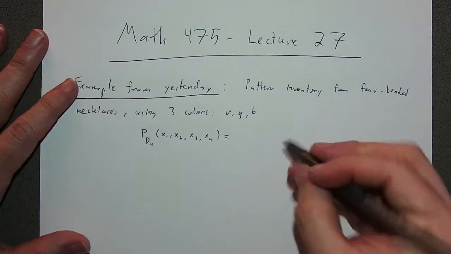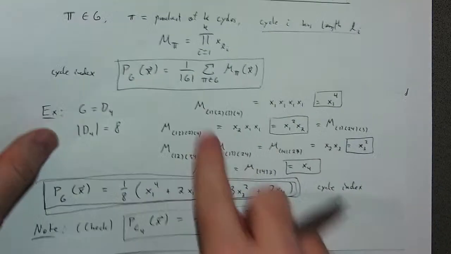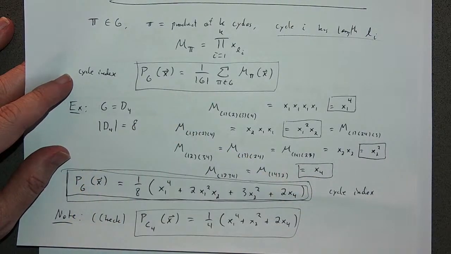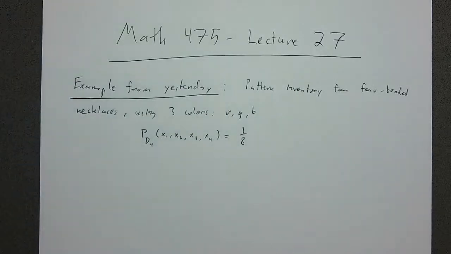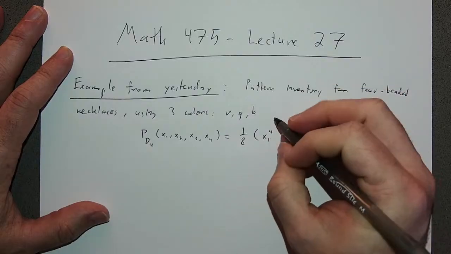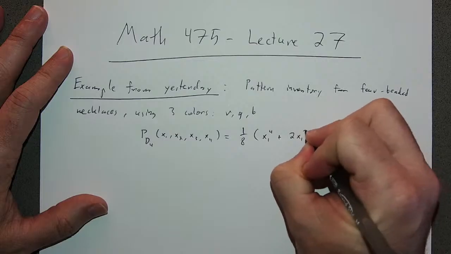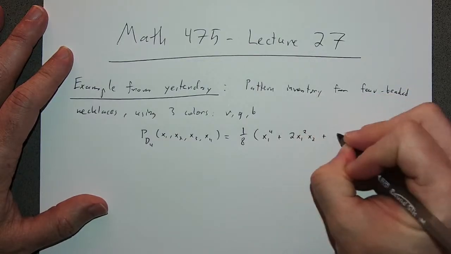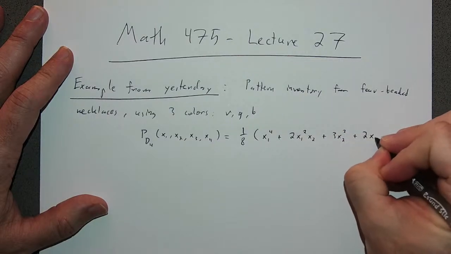So this is 1/8, that 8 coming from, of course, the fact that the size of the dihedral group on 4 vertices is 8. So it's 1 over the size of the group, 1 over 8 in this case, times this polynomial that we found: x sub 1 to the 4th plus 2 times x sub 1 squared, x sub 2 plus 3 times x sub 2 squared plus 2 times x sub 4.